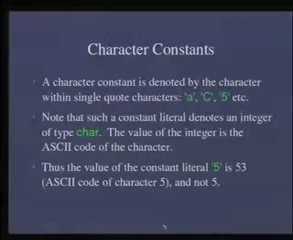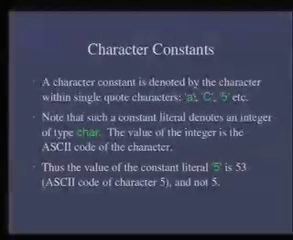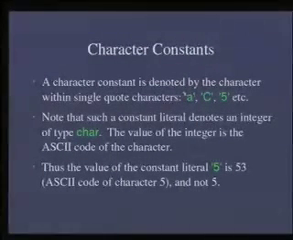Okay. We had talked about the character type or the char type in the last lecture. You can also have constants of type char. Remember that characters are stored by their ASCII codes inside the machine. So a character constant is denoted by the character that we wish to use within the single quote character. So, for example, the A within the quotes or C, capital C within the quotes, etc. These are all different constant literals of type character. Note that such a constant literal denotes an integer of type char, and the value of the integer is the ASCII code of the character. Recall that the type char is actually just an integer type of size 1 byte or 8 bits.